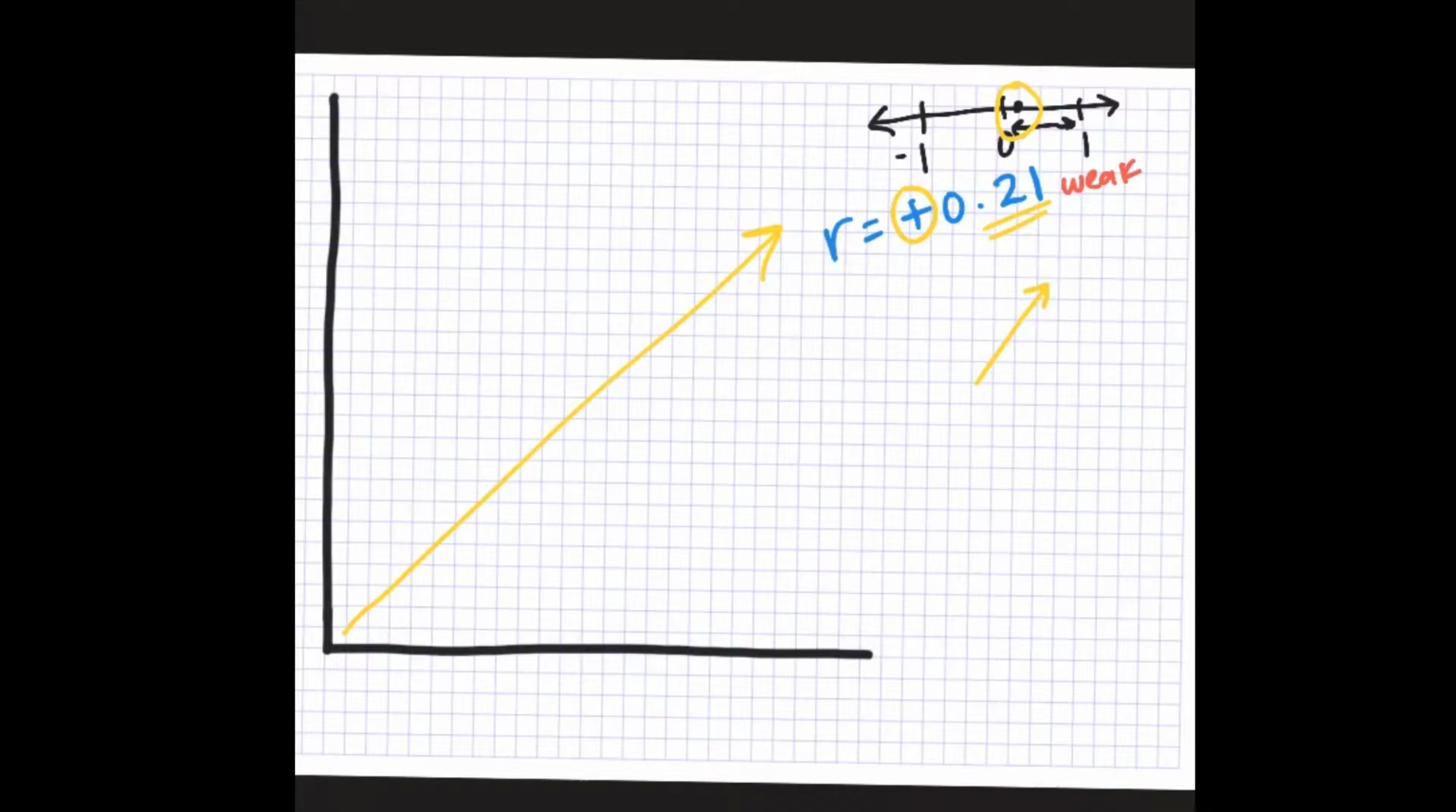And when it's weak, then when we plot our points on this line or near the line, our points are actually going to be spread out pretty far from the line. So it'll look something like this. Generally trending upwards, but not very close together. And that's our scatter plot.